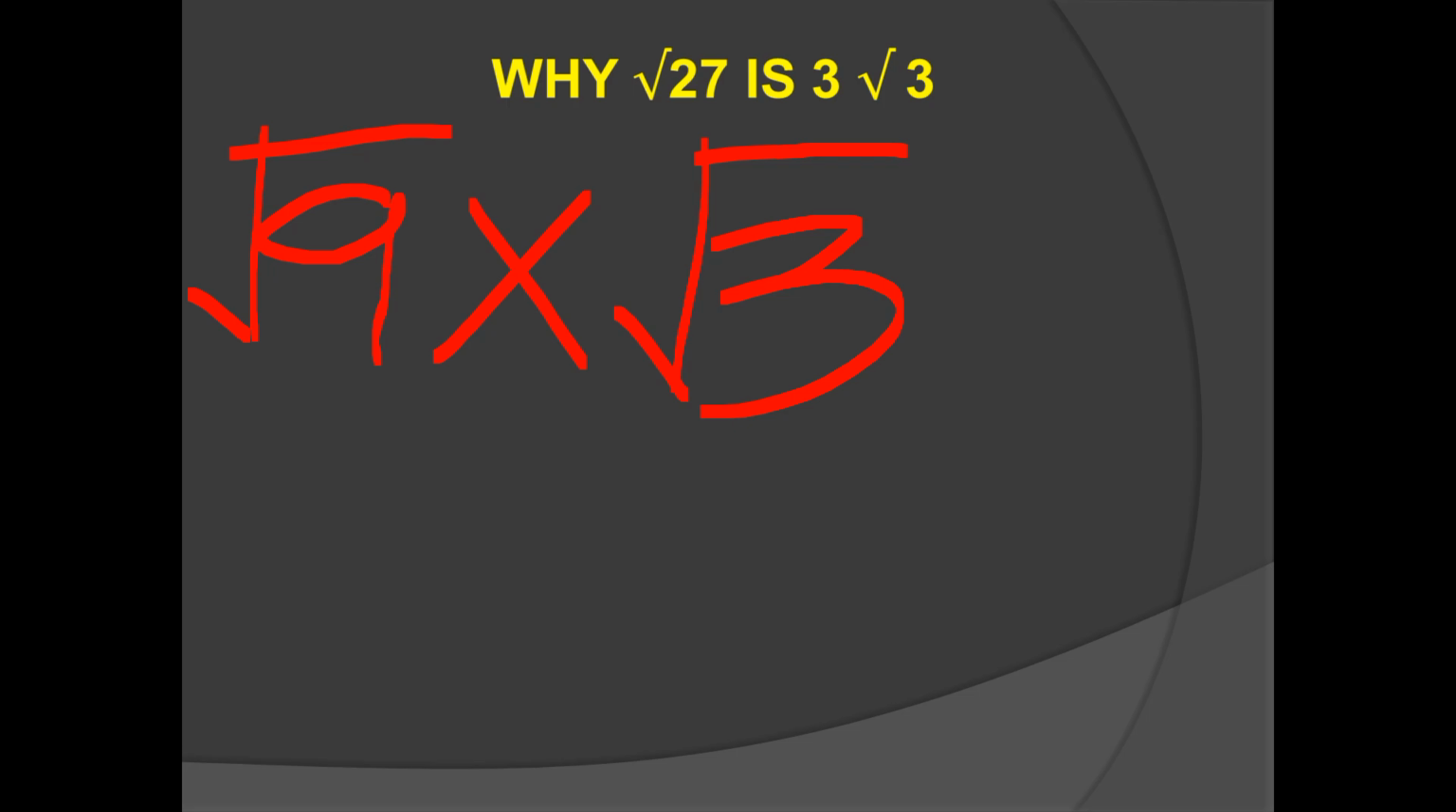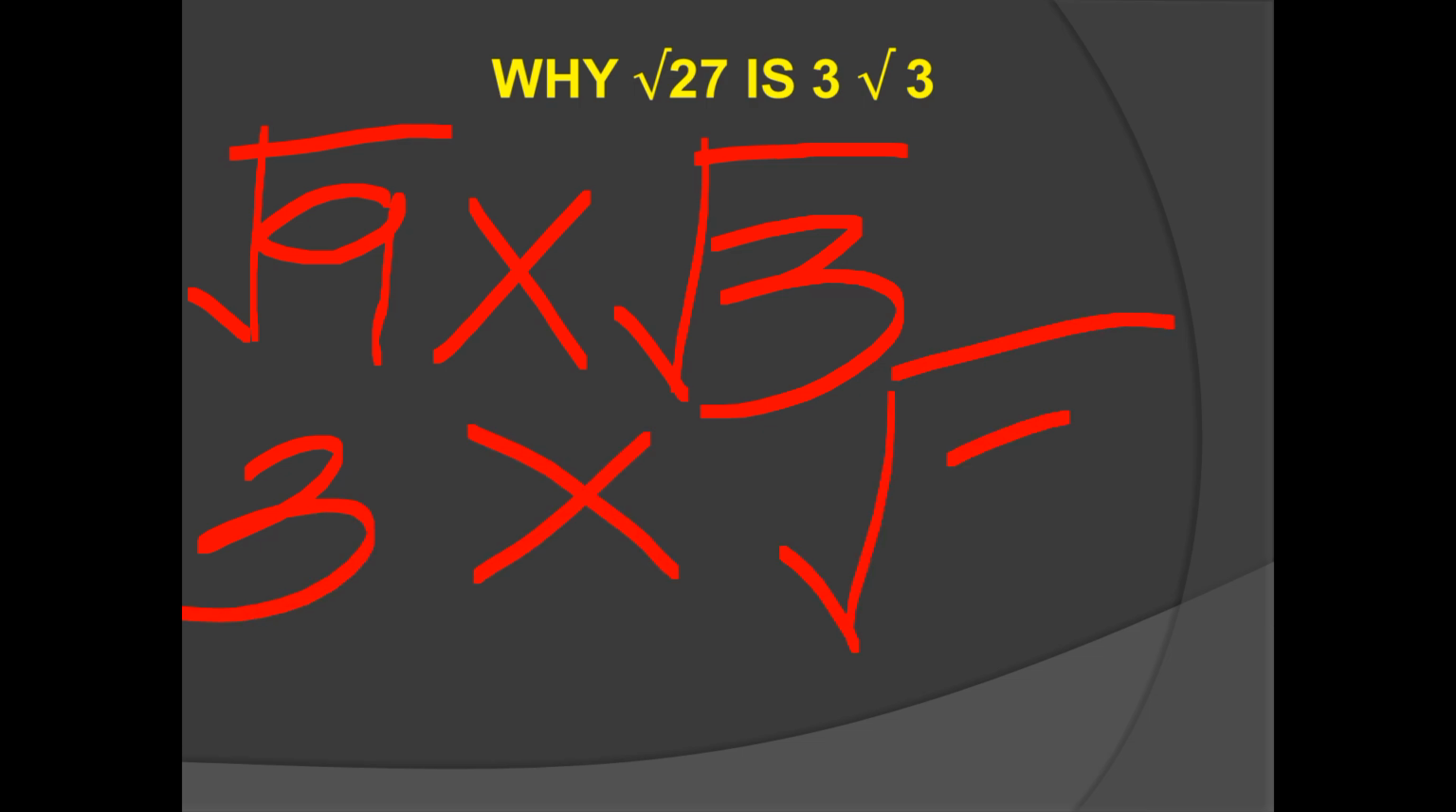Again, when you see root of a number, which number will multiply itself to give you the number under the root sign? So like I was reciting, 1, 1, 1. 2, 2, 4. 3, 3, 9. So which number multiplies itself to give us 9? 3. So root of 9 is the same as 3. So we have 3 times root 3.